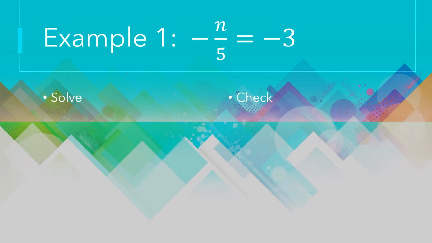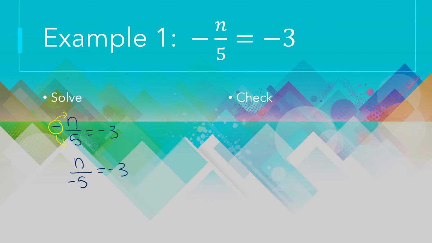Let's take a look at this example. We have negative n over 5 equals negative 3. If you have a negative out front of a fraction like this one here, you can actually move it either up with the numerator or down with the denominator. You just can't give it to both. So we can actually rewrite this as n over negative 5. I would suggest putting the negative sign with the number, not the variable, because then the variable would not be by itself, which is kind of the goal that we want. And we can just rewrite the negative 3 on the right-hand side.